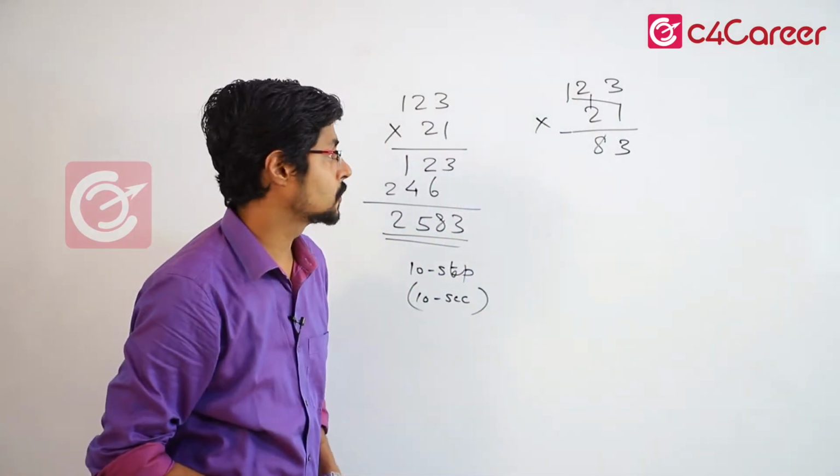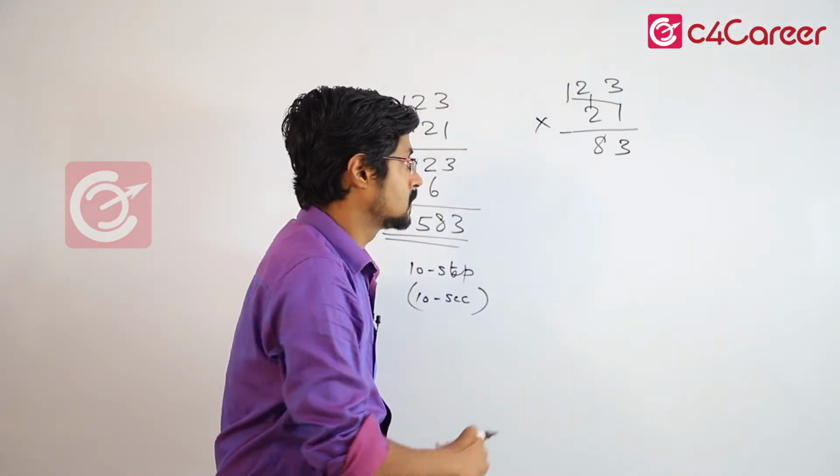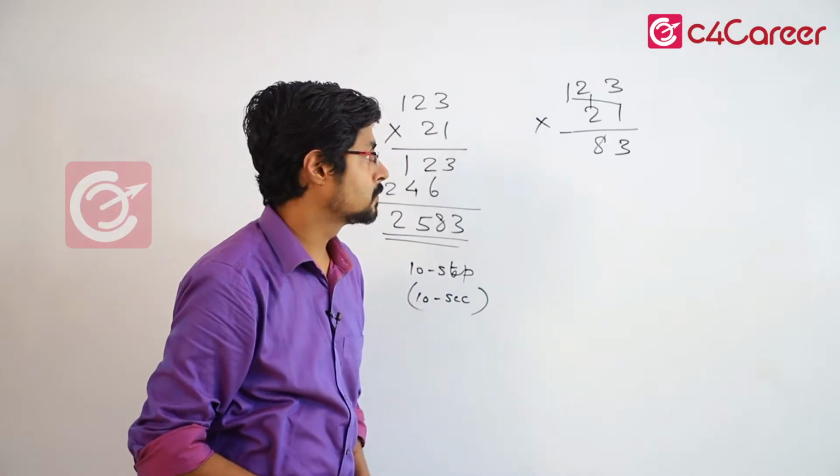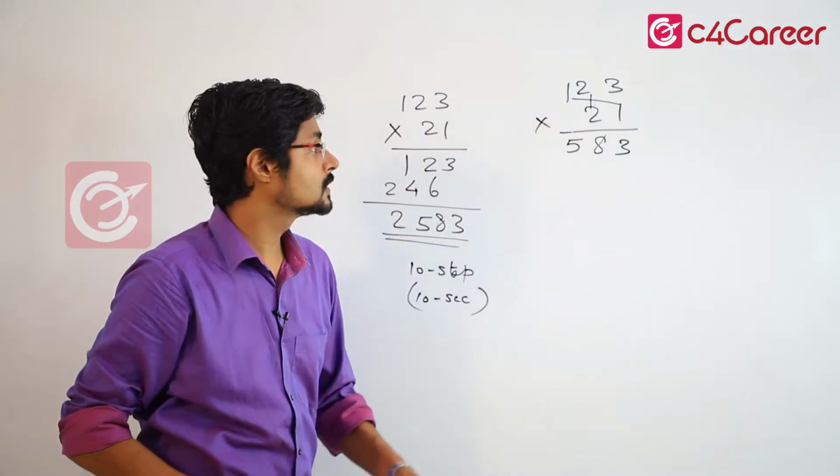So look at the question again. Extreme digit 1 into 1 is 1 plus 2 into 2, that is 4. That is 1 plus 4 is equal to 5. So the third step we will get as 5.